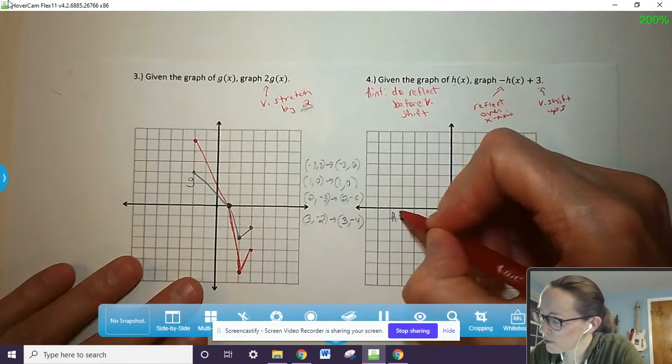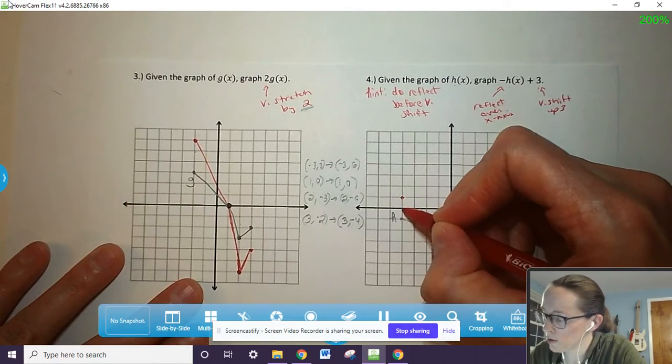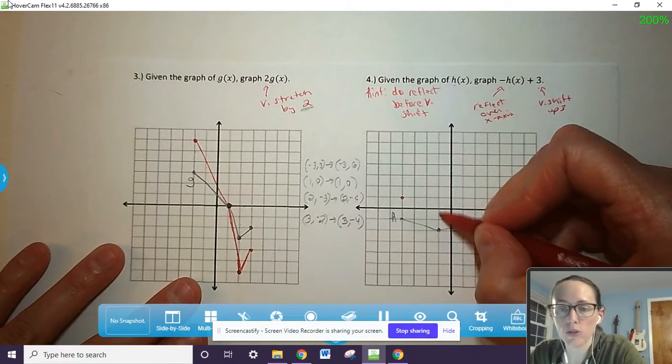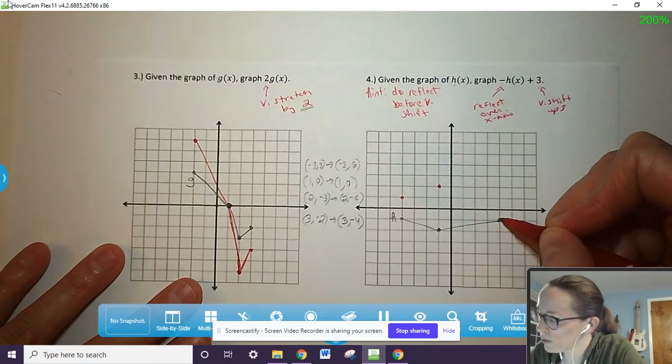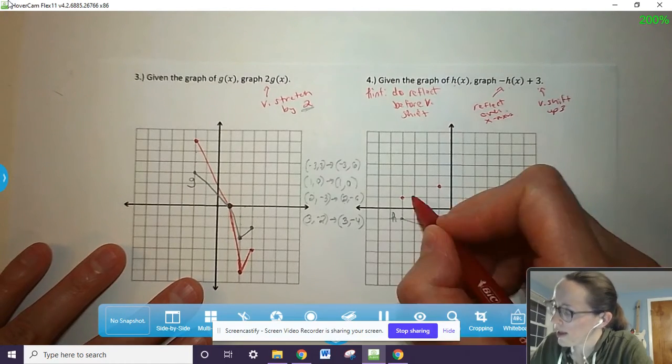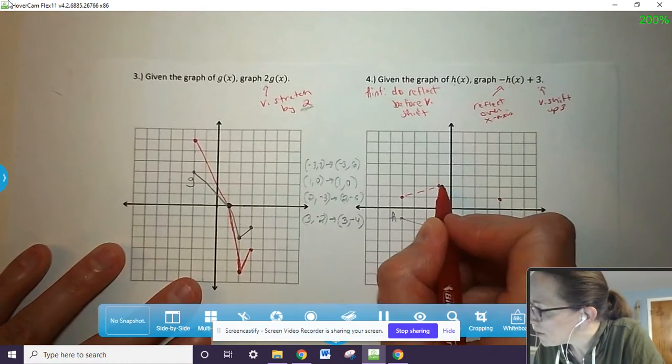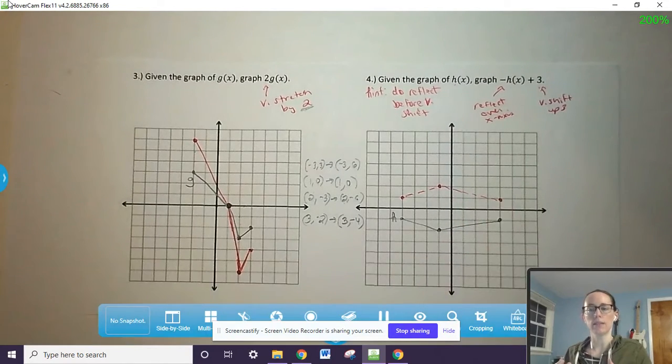So I'm going to reflect this first. So 1 unit below becomes 1 unit above. This point is 2 units below the x-axis, so its mirror image is 2 units above. This point's 1 unit below, so its mirror image is 1 unit above. And I'm going to make this dashed because it's not my final graph. It's an intermediate step.